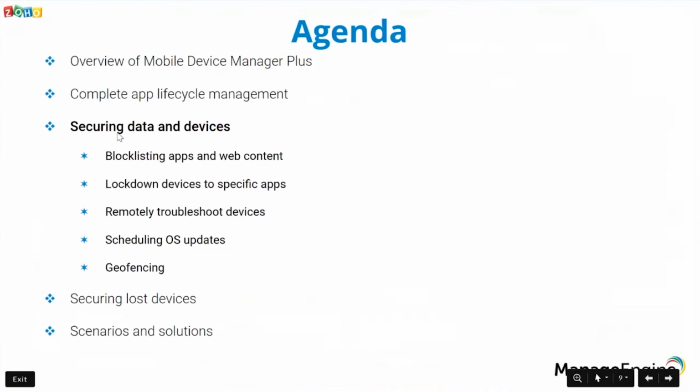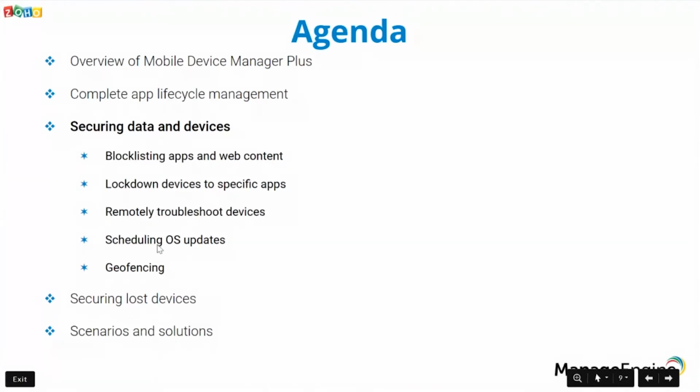We will then move on to see how you can secure the data on your devices by blocking certain apps and web content, locking down devices to run only on a specific set of apps. We call this kiosk mode. We'll explain how you can remotely troubleshoot your devices in case of any device issues.